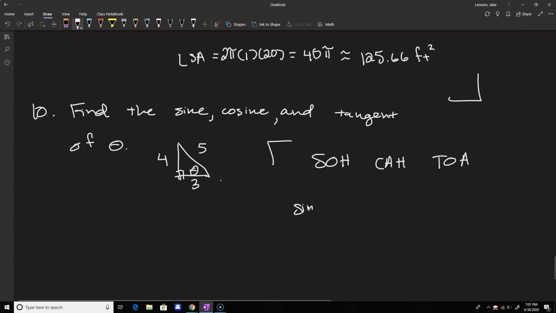So if we're doing sine of theta, it will be the opposite 4 divided by the hypotenuse 5. That's what the sine would be. The cosine of theta would be the adjacent 3 over the hypotenuse 5, and the tangent of theta, the third ratio in question, would be the opposite 4 divided by the adjacent 3. Okay, so that's it for question number 10.